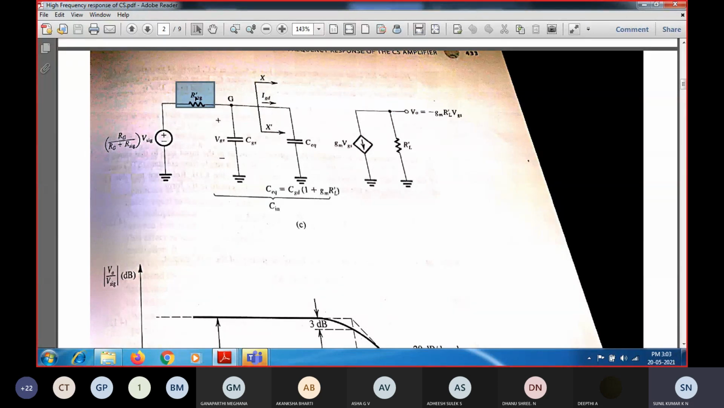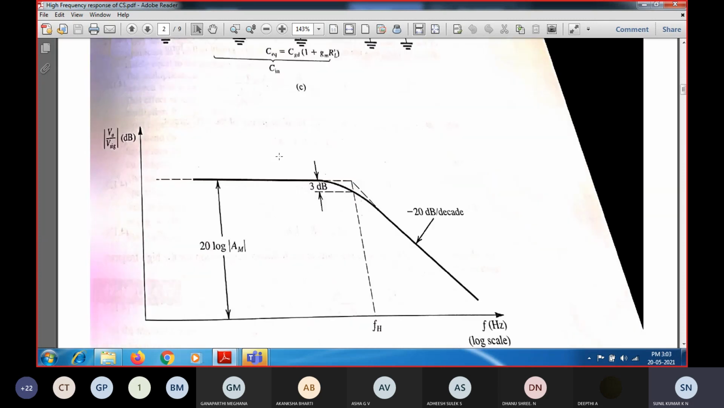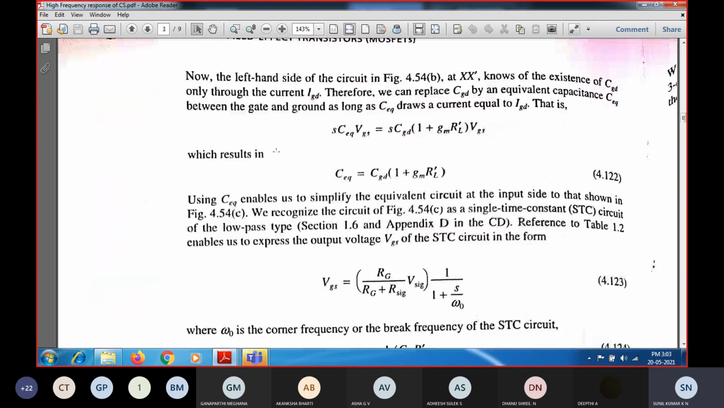So here one resistance component is there, and here two capacitor components are there. When we have two parallel capacitors, C in will be equal to CGS plus C equivalent. So that is what you are going to get over here.